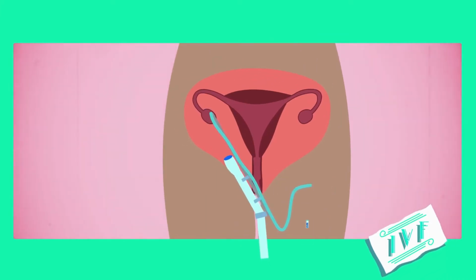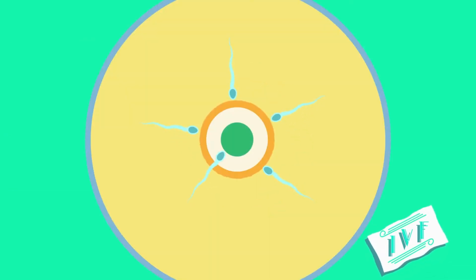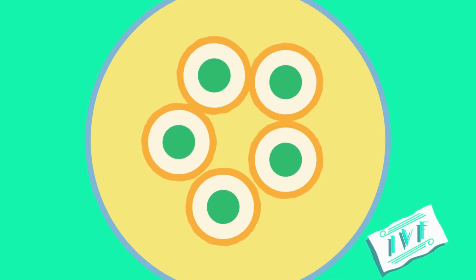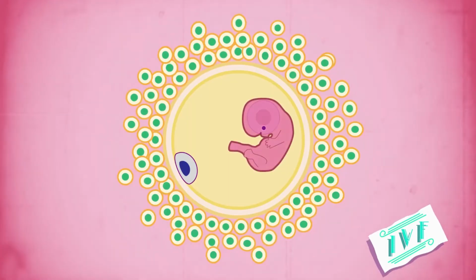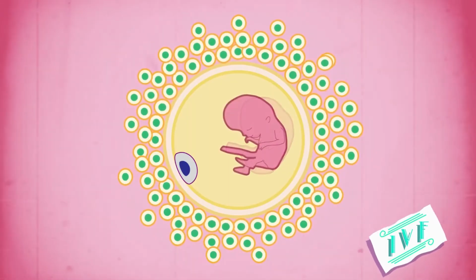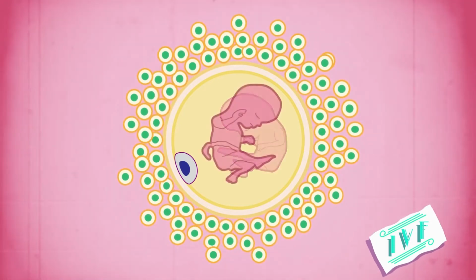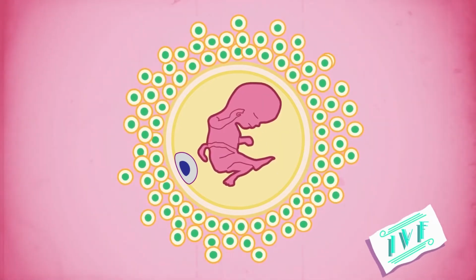In IVF, an egg is removed from a woman. Outside the body, sperm is introduced to the egg and fertilizes it. The fertilized egg develops to form an embryo, and the embryo is then returned to the woman's uterus, where the fetus then develops in the uterus as normal. We will look at this process in more detail later in the video.